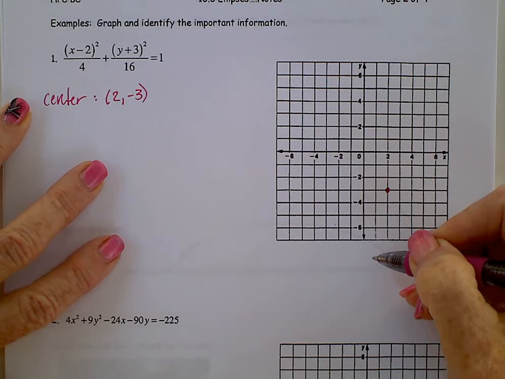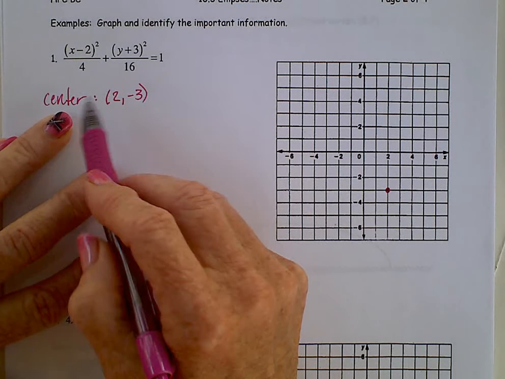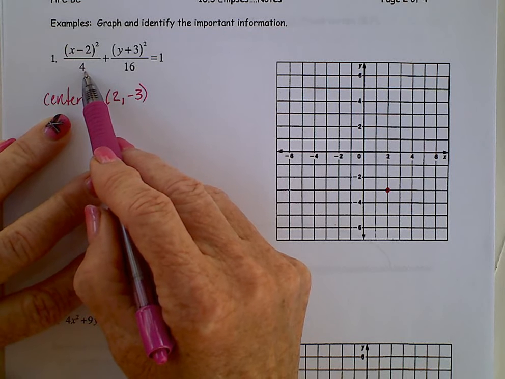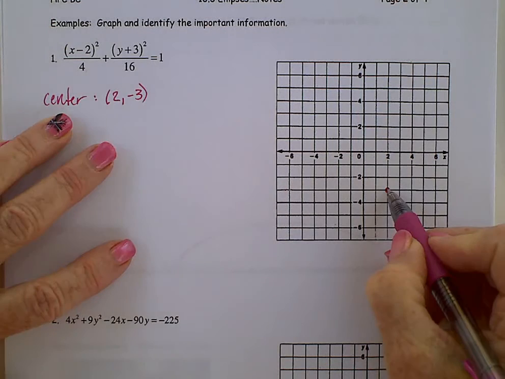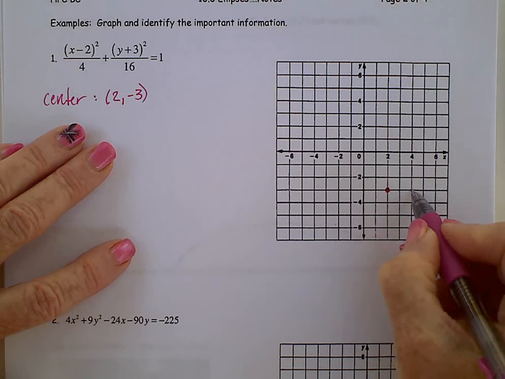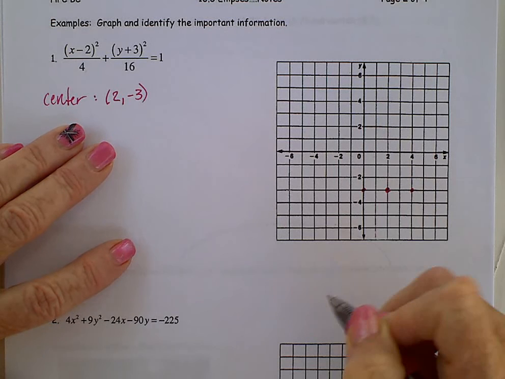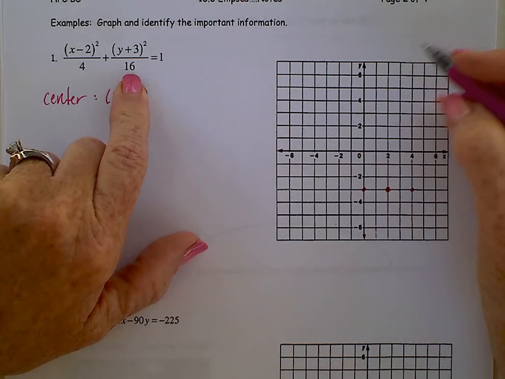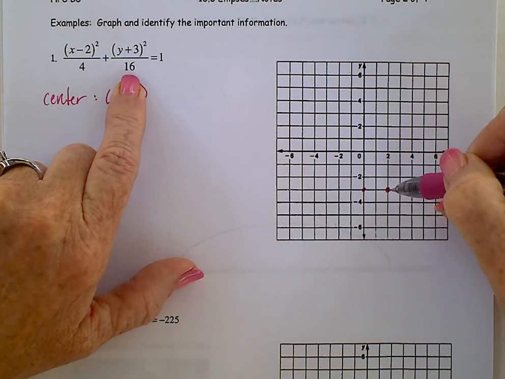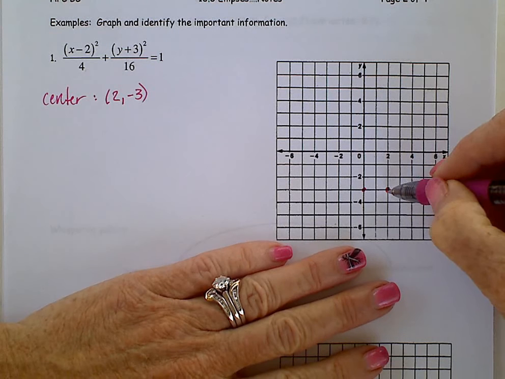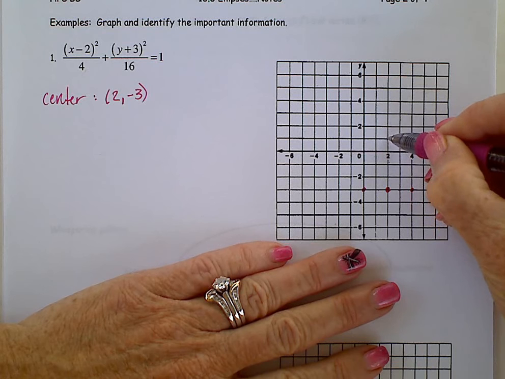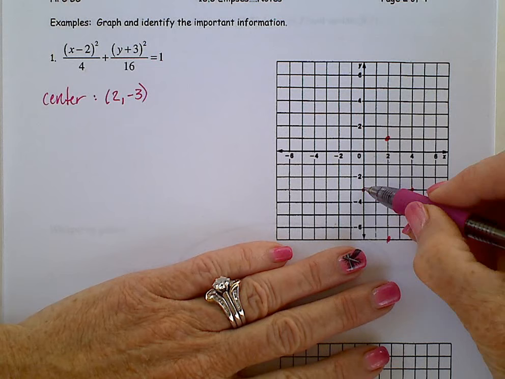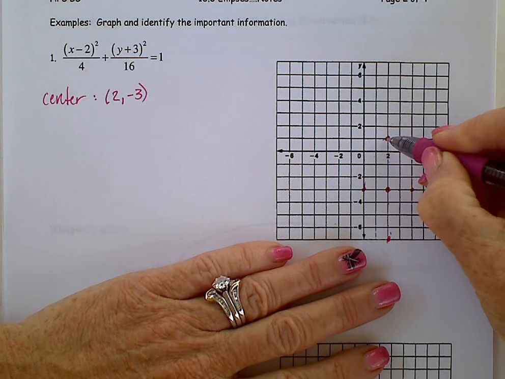Now to graph this, we look underneath. Underneath the x's, that's 4. The square root of 4 is 2. That means in the x direction from the center, the ellipse goes out 2 units in each direction. Look under the y's: 16, that's the b squared. The square root of that is 4. That means from the center, in the y direction, we will go 4 this way and 4 this way. Once you have those 4 points, then we sketch the ellipse in.